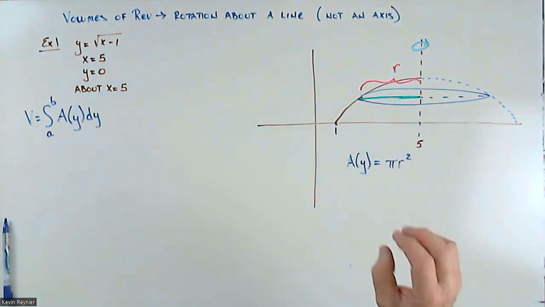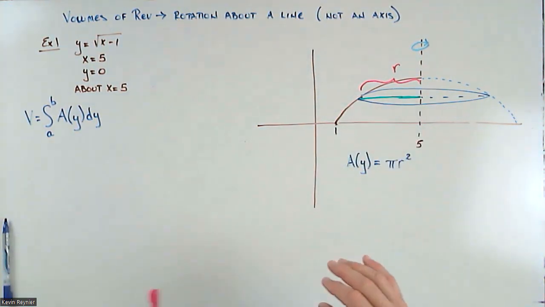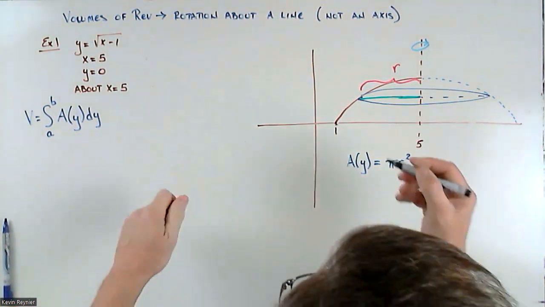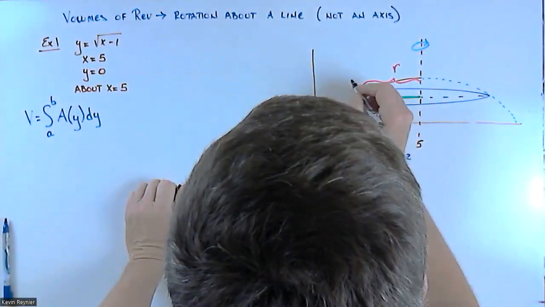Now I'm going to make 2 additional brackets. I'm going to take the bracket for the radius. I'm going to label this point right here XY.